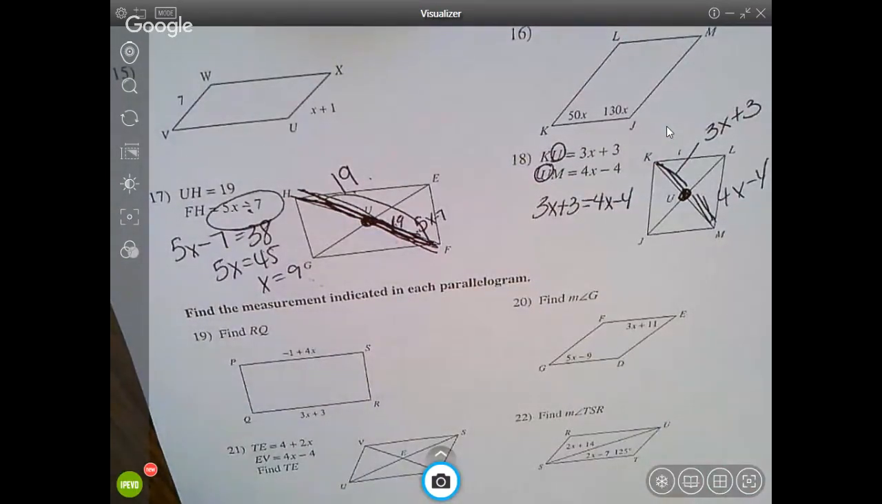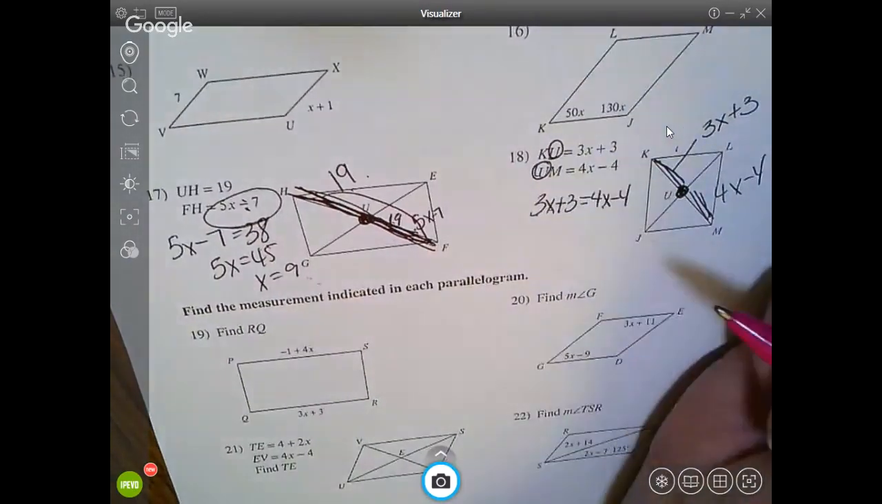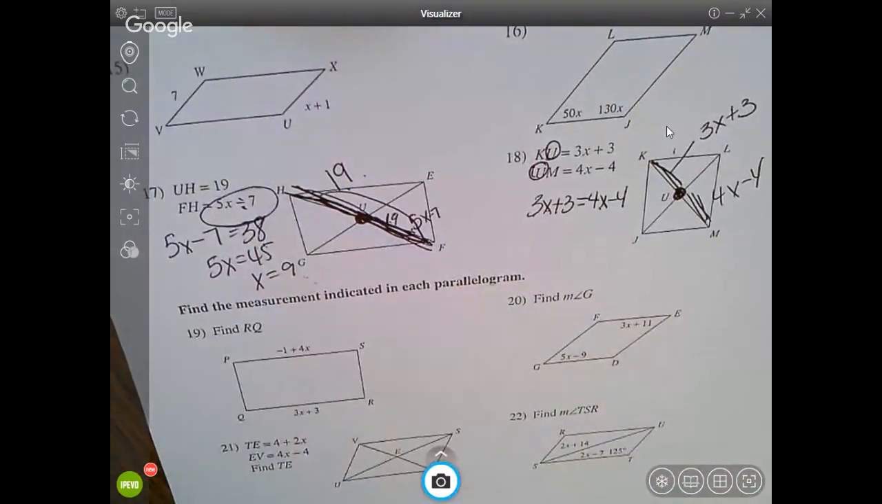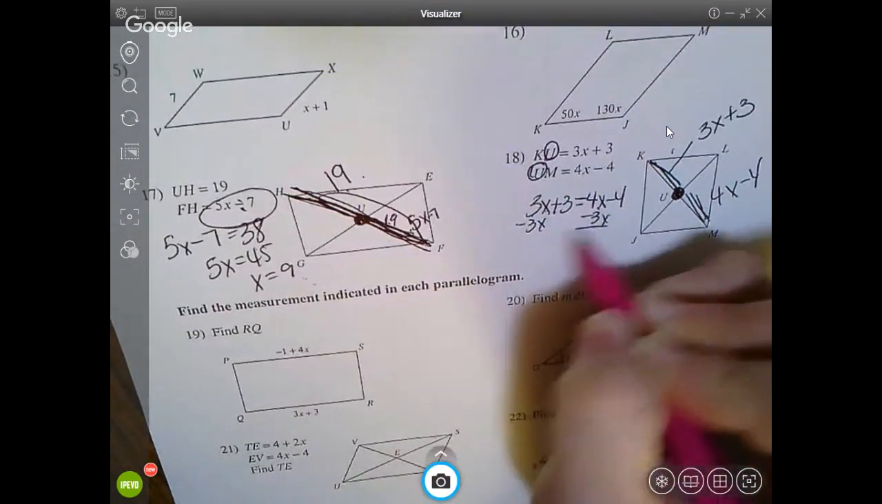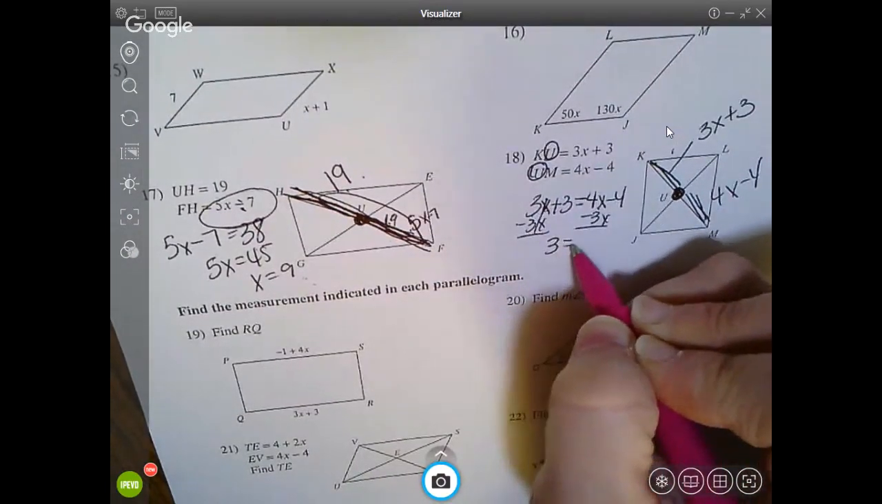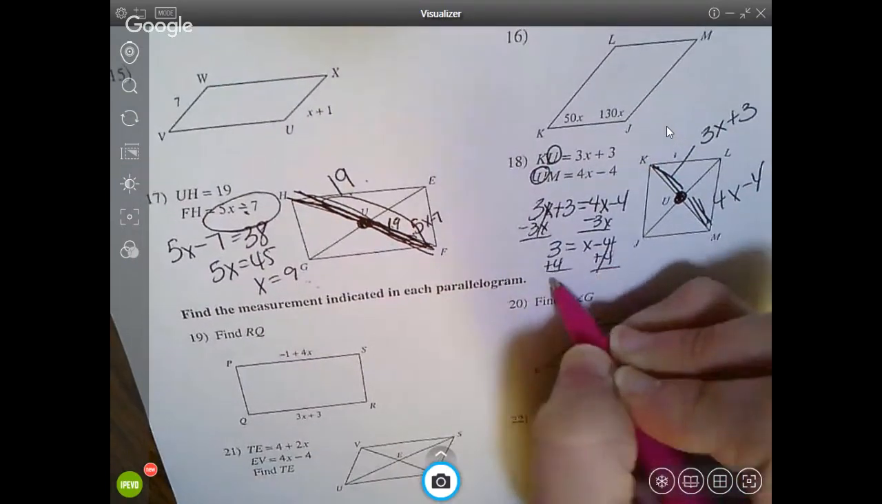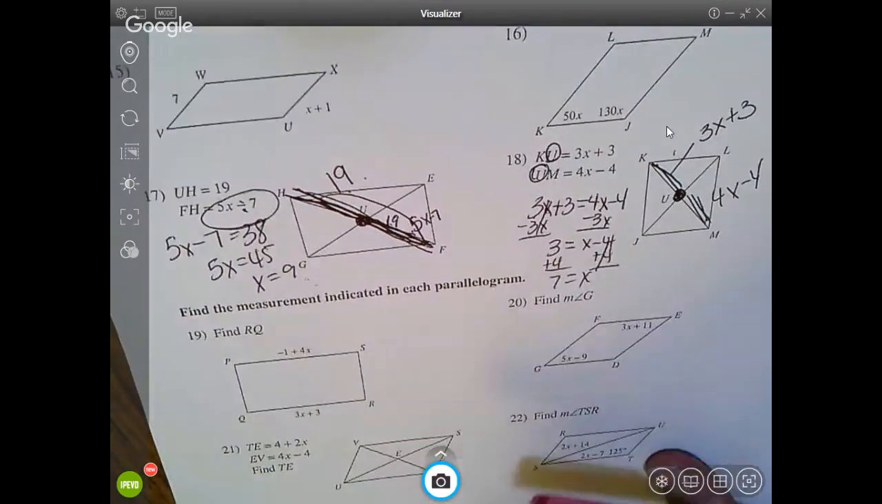So the trick is to pay attention. If the midpoint is in both of them, you know you have to set them equal to each other. If the midpoint's only in one of them, then you're going to be doubling that value. So here we'll subtract 3x from both sides. 3 equals x minus 4. Add 4 to both sides. 7 equals x. Almost done.